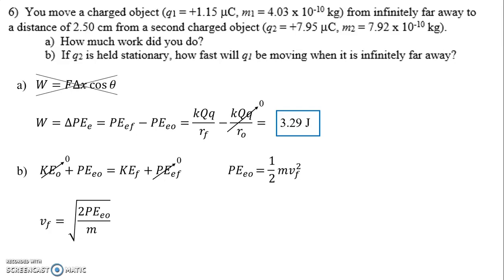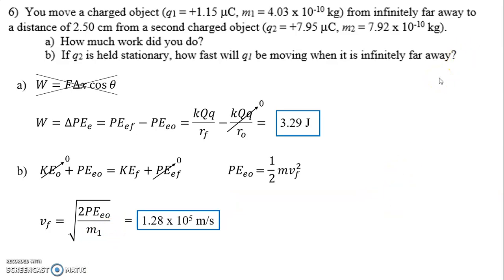However, we want to be very careful. Which mass do we put in here? m1 or m2? Because we're given both masses. Well, hopefully you see, of course, that it's q1 that's moving, so it's q1 that has the kinetic energy, so it's m1 that gets the energy, right? So we're putting in mass 1 in there, so go ahead and calculate.